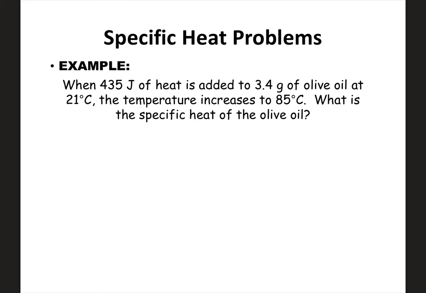So for this example, it says when 435 joules of heat is added to 3.4 grams of olive oil at 21 degrees Celsius, the temperature increases to 85 degrees Celsius. What is the specific heat of the olive oil? All right, so we immediately know we have to use our Q equals mc delta T equation. And you have to figure out what letter am I solving for. Typically for these problems, you're going to be solving for one of the letters, and that means you know everything else in the problem here.